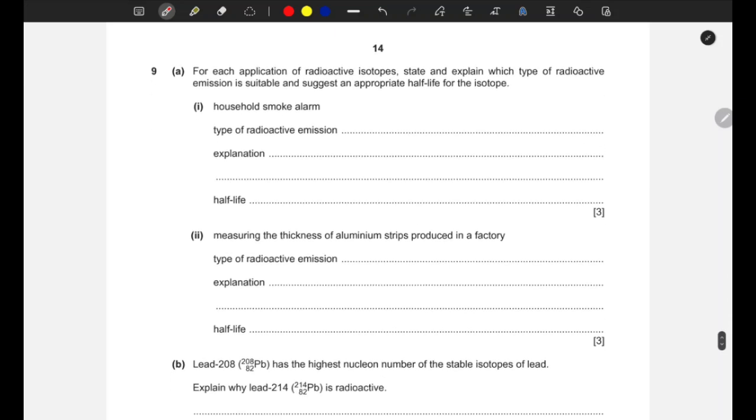Question number 9. A. For each application of radioactive isotopes, state and explain which type of radioactive emission is suitable and suggest an appropriate half-life for the isotope. Okay. We have the household smoke alarm. So the type of radiation is going to be alpha radiation, because alpha radiation has high ionization ability. So we can say it has high ionization.